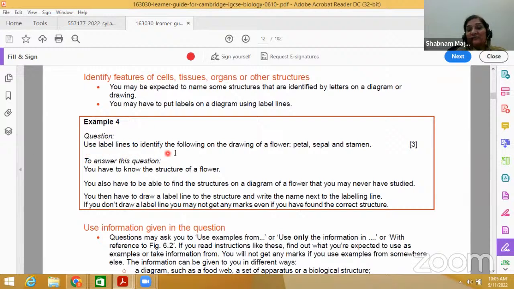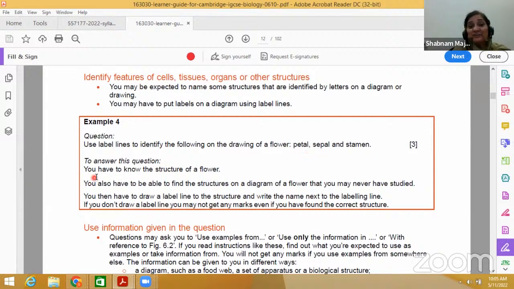Question is, use label lines to identify the following on the drawing of a flower. A typical flower has sepals, petals, and a pedicel, or flower stalk, which is called pedicel. Then there is a row of sepals, collectively called calyx. Then there is a row of petals, collectively called corolla. Then the inner third row is of the male reproductive organ, stamen. The innermost row is of the female reproductive organs, called carpel or pistil. So here he's saying petal, sepal, and stamen.